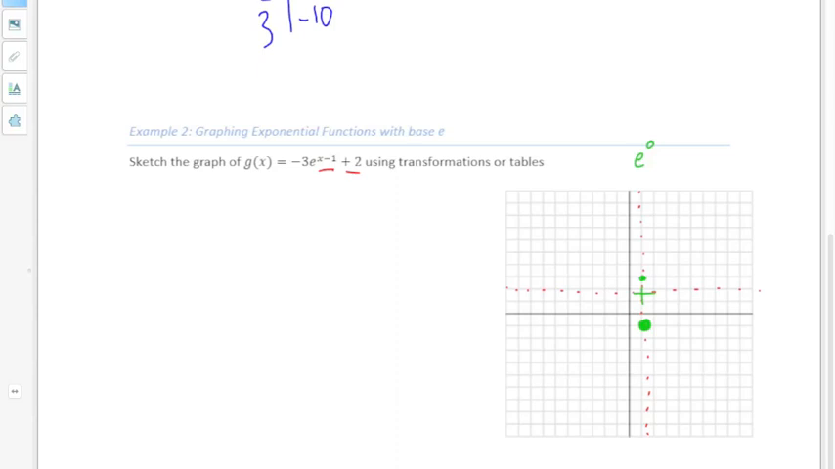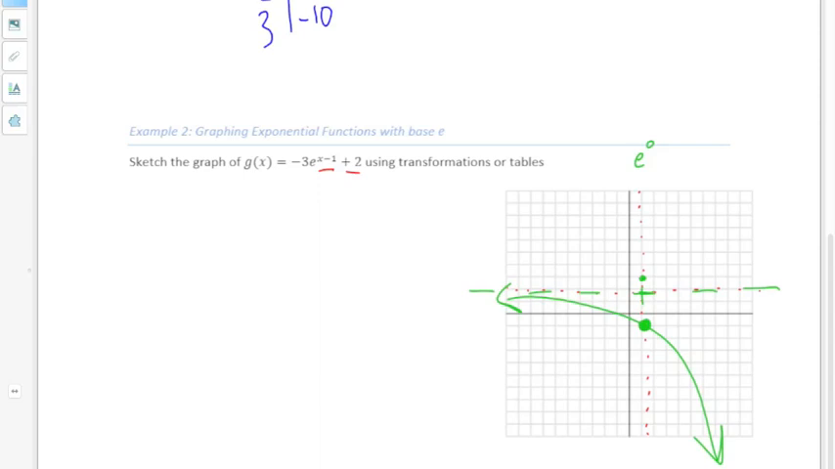And for e, I really can't graph any other point. So I'm just going to draw my exponential shape. Remember that we always need to include the asymptote drawn in there. The asymptote is part of the graph. It has to be drawn there.